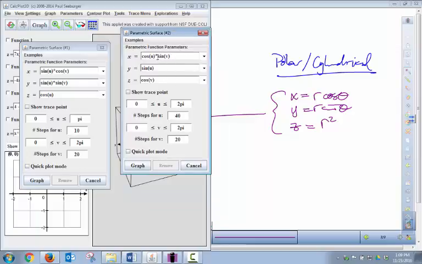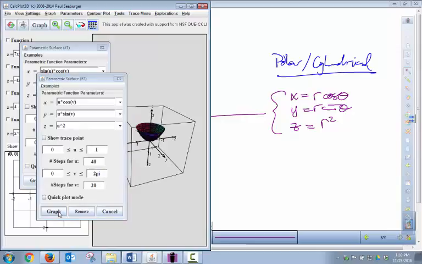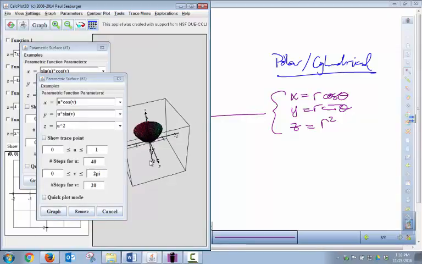All right, so again, we are going to use u and v instead of r and theta, so make your appropriate substitutions. It doesn't really matter which one you do first, because it'll work itself out. So u is going to go from 0 to 1, and then v goes from 0 to 2 pi, that's theta. If we go ahead and take a look at the graph of this, we'll see that it is going to be that parabolic shape.